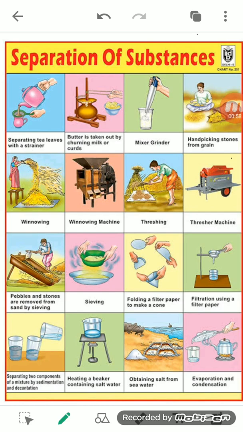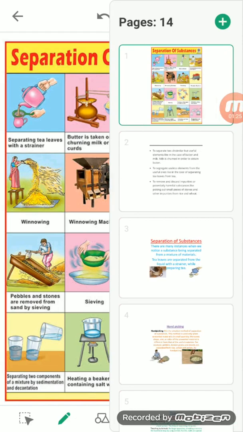Now the first question that arises in the separation of substances is, what is the need of the separation? When we talk about separation, we are simply saying that if two substances are combined, mixed up together, and we want to use them individually, we have to separate them by using different processes. So the first question is, what is the need of this separation?